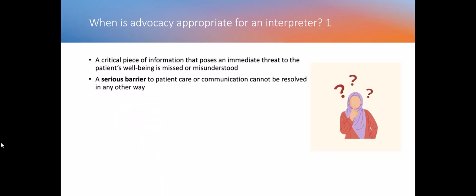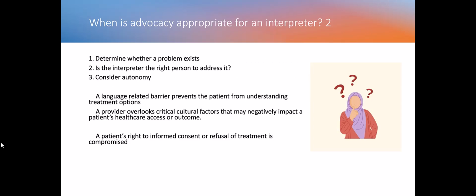But occasionally, interpreters can find themselves in situations where a critical piece of information that poses an immediate threat to the patient's well-being is missed or misunderstood. In these situations, interpreters may consider stepping outside of their primary role and into the role of advocate. Now, the key word here is consider. And really, what the interpreter will have to do is evaluate the situation to determine whether intervening and stepping out of the interpreter role and into the advocate role is appropriate.